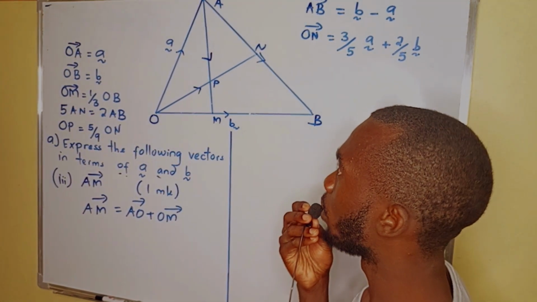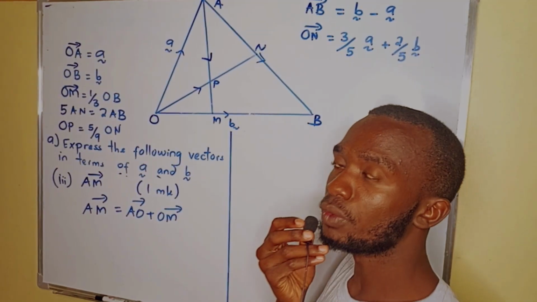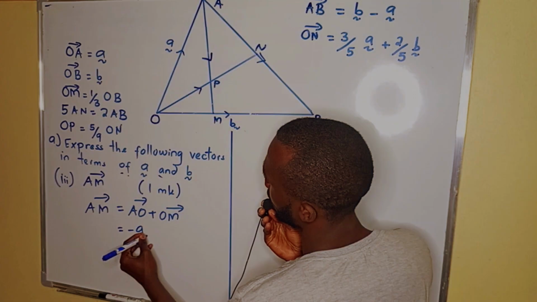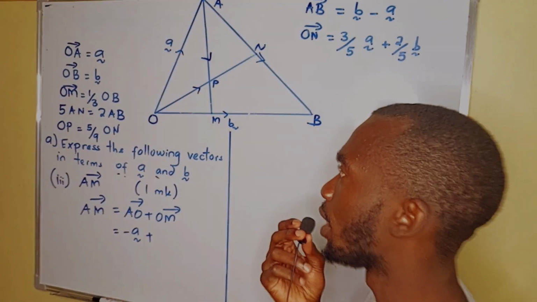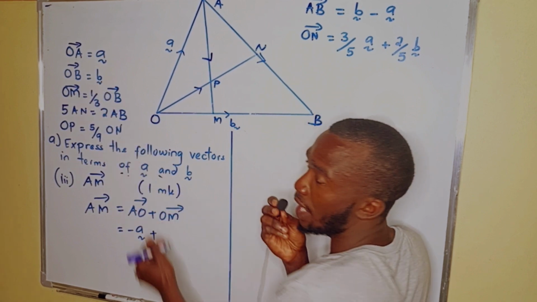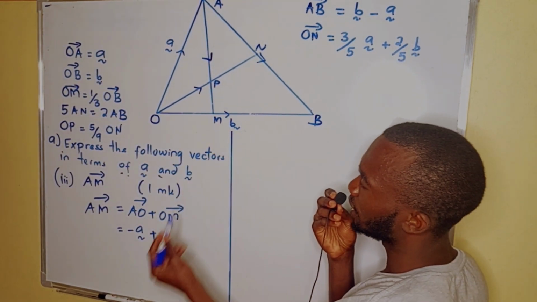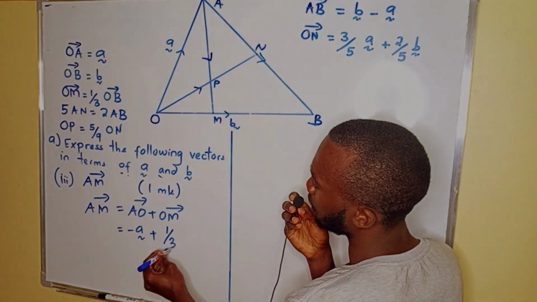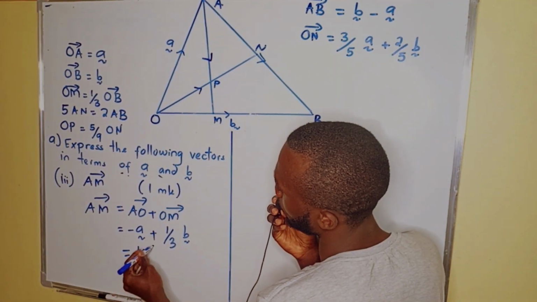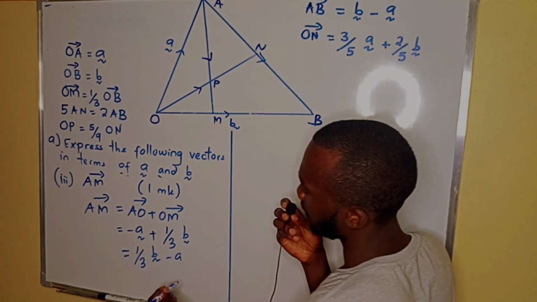So AO was the negative of OA. So this is negative A plus OM. Our OM is equal to a third OB, and our OB is B. So this is a third B. So this is the same as a third B minus A.